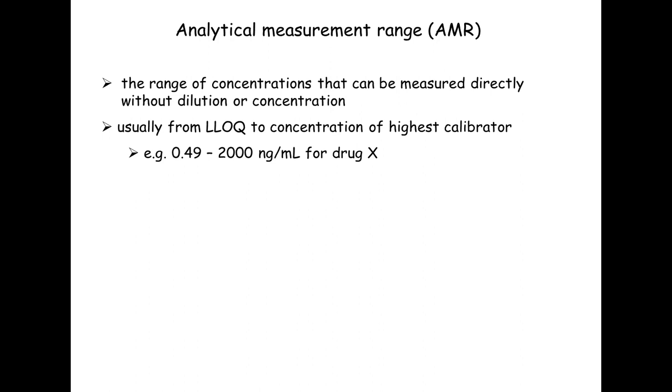We run our calibrators with every run, and so we tend to have our AMR set from the limit of quantitation up to the highest calibrator. But if you do want to prove linearity higher than your highest calibrator, then you would need to do calibration verification every 6 months to prove that you're still linear to whatever concentration that you go up to.